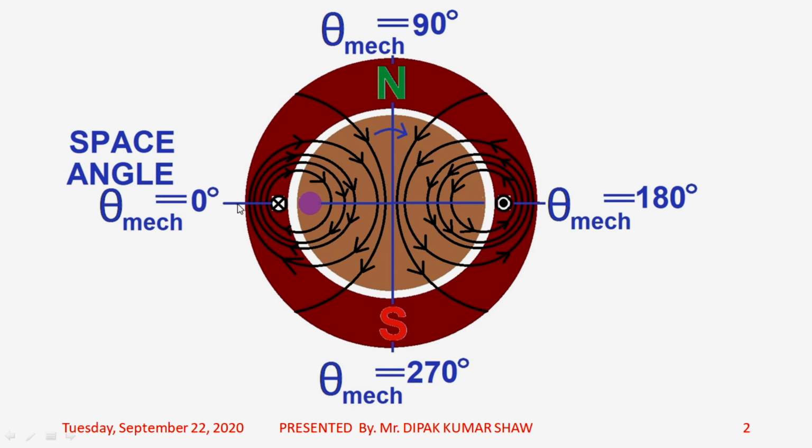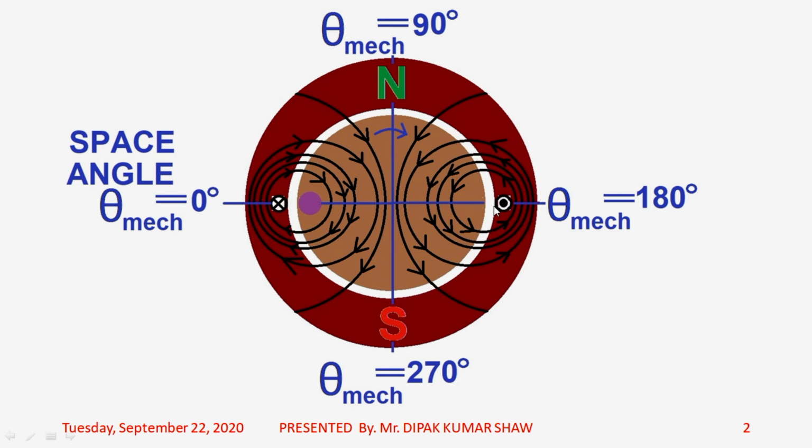Please follow the mouse pointer over here. If you have a point over here, so this point in the air gap will be defined by theta equal to 0 degree because it is on the reference axis. Likewise, this point in the air gap periphery will be defined as theta equals to 90 degree. And likewise, this point in the air gap will be defined as theta equals to 180 degree.